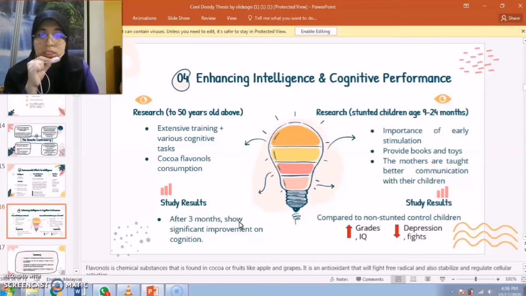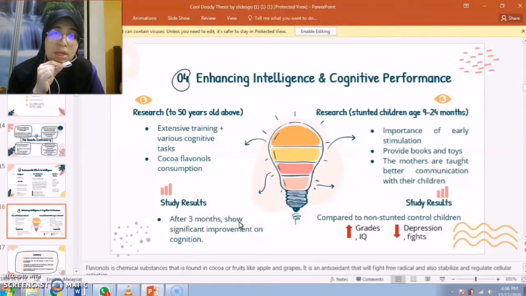Okay, the second study is about stunted children aged 9 to 24 months. This research has shown the importance of early stimulation. The psychologists who visited them provided books and toys, played with them every week, and their mothers were taught better communication with their children. For the study results, compared to the control children, their IQs and grades all increased, and the depression level and fights with others decreased.